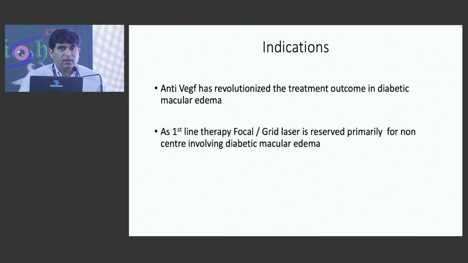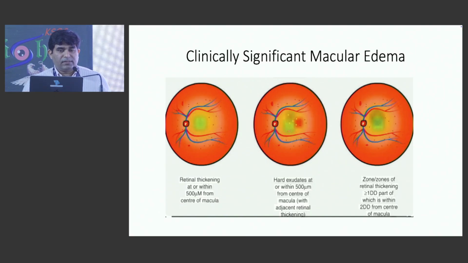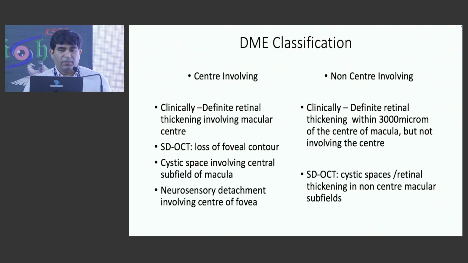And coming on to the indication, anti-VEGF has actually revolutionized the treatment outcome in diabetic macular edema. So as first line, focal therapy and grid laser is reserved primarily for non-center involving diabetic macular edema. As you know, another indication for the focal or grid macular photocoagulation would be clinically significant macular edema. And with the OCT scans, the CSME definition has been slightly changed to a new classification, which is center involving and non-center involving macular edema. Anti-VEGF therapy has revolutionized the treatment outcome of DME. So first line of focal and grid laser is primarily reserved for non-center involving diabetic macular edema.